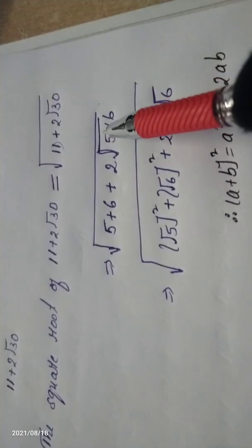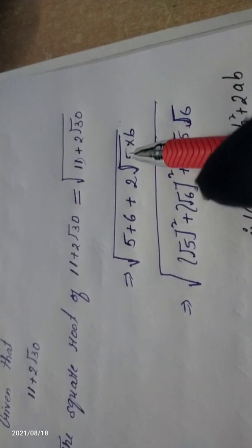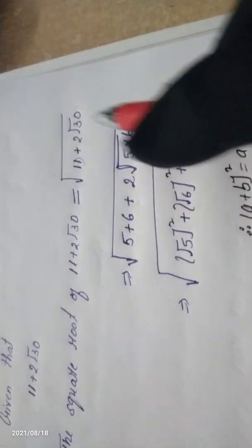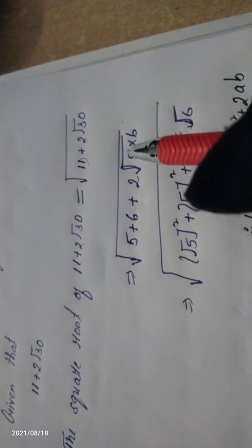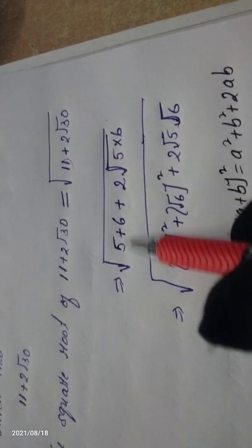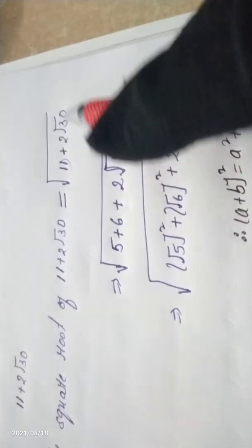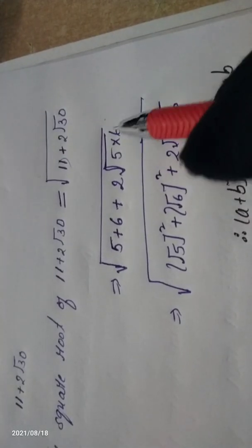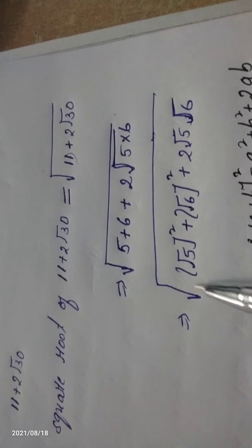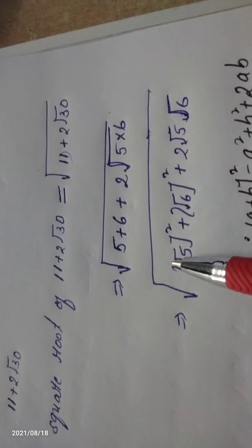In place of 30 we can write 5 into 6, because 5 times 6 is 30. We are doing the reverse process. In place of 11 we are writing 5 plus 6. Afterwards plus is as it is, 2 is as it is. 30 can be written as 5 into 6. Up to that clear? On the next step I am applying the square and root.